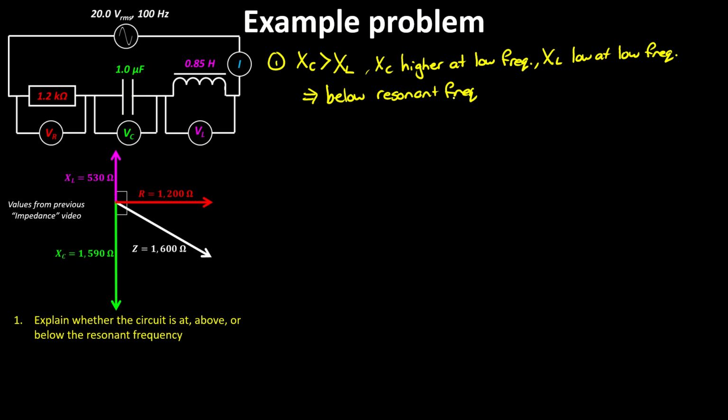Okay. If we were to increase the frequency, the capacitive reactance would decrease, so that green vector would get shorter and the inductive one would get longer. So it would be moving towards resonance. Okay. So those are the three that actually tell you about whether we're at resonance or not. Okay, so question 2. Calculate the resonant frequency of the circuit. So in this case, we can just use the formula that we derived on the previous.